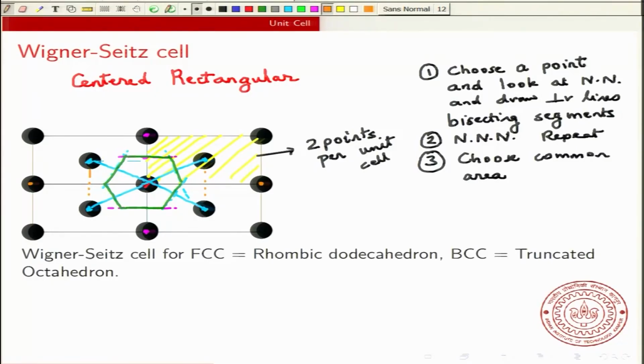In some cases you have to go to more nearest neighbors to get the common intersection area. What I want to emphasize is that this region in green is formed by the intersection of all these segments corresponding to successive neighbor points.